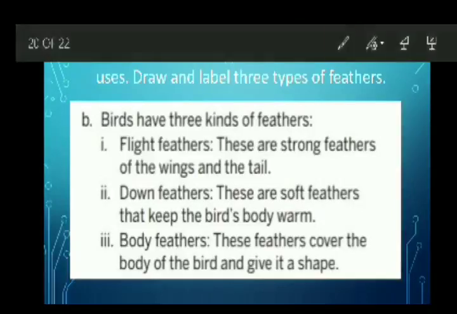Here I want to do one correction. Instead of off, make it on. So these are the strong feathers on the wings and the tail. Fine.